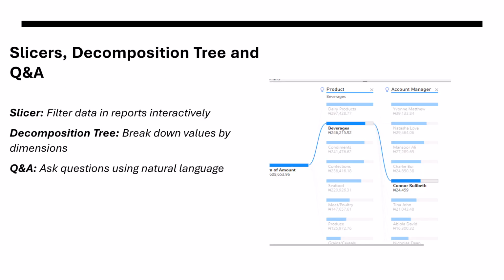Slicers are interactive filters that help users focus on specific segments of the data, like filtering by year or region. The decomposition tree is a powerful tool for breaking down a metric step by step, helping us explore what's driving a result. And the Q&A visual is a smart feature that lets users type natural language questions like, "What are total sales this year?" And Power BI automatically returns a visual answer. So it's one of the most user-friendly tools for non-technical users.